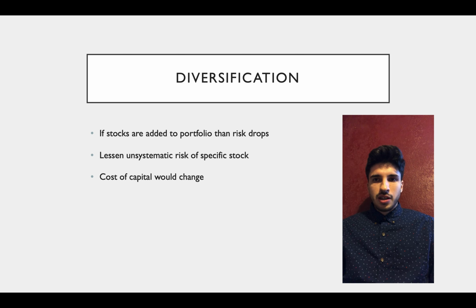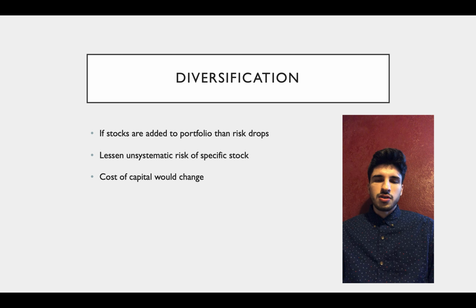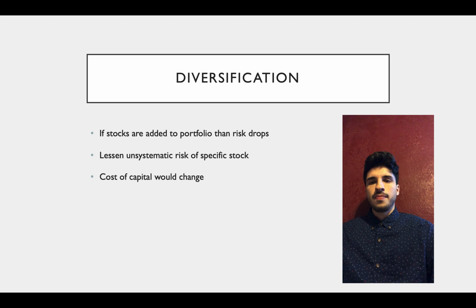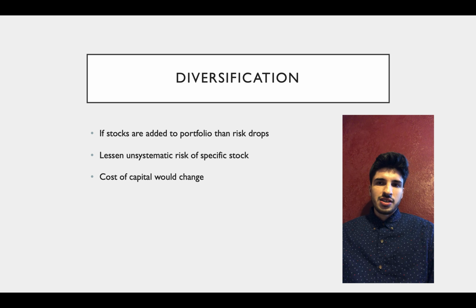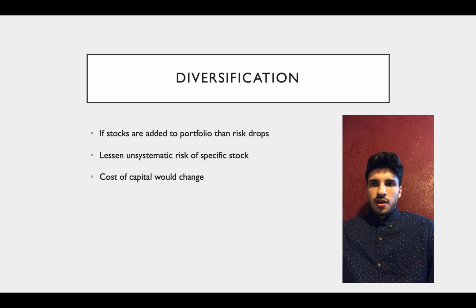Next, I will talk about diversification. If random stocks were added to a portfolio, then the risk associated with that portfolio would drop. Adding stocks to a portfolio lessens the unsystematic risk of the specific stocks in that portfolio. With diversification, the cost of capital would change.